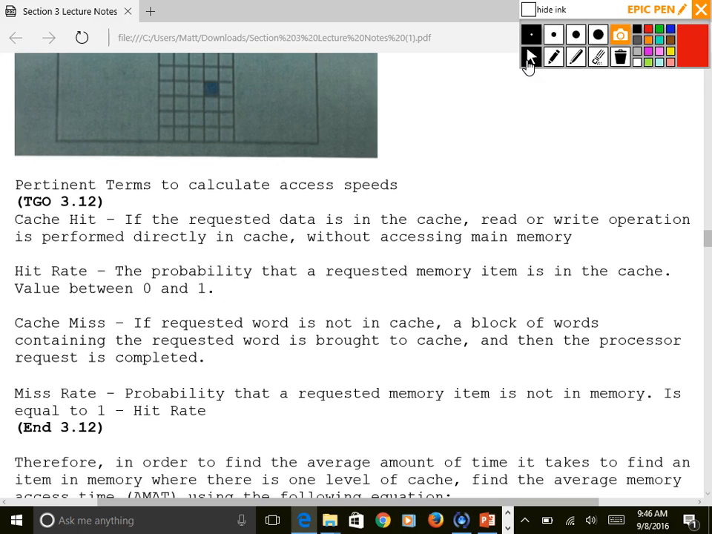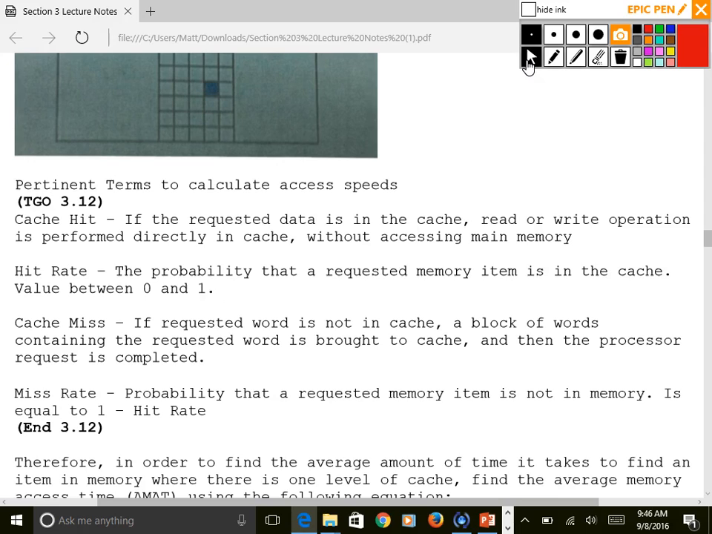Hit rate: the probability that a requested memory item is in the cache. So if you've taken probability at all, everything's between 0 and 1, right? So 95% probability means 0.95.